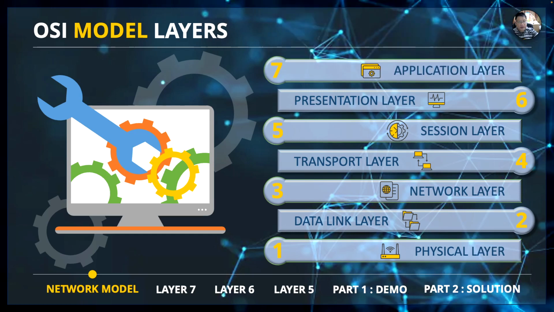And the last layer, layer 7, is the application layer. The application layer is the topmost layer of the OSI model. It provides services directly to the user application. This layer includes protocols and applications for tasks such as email, file transfer, web browsing, and remote access. It interacts directly with the user and enables communication between network services and applications.